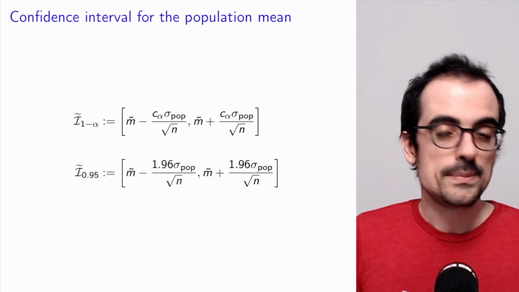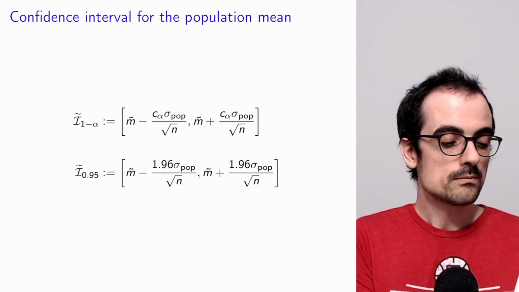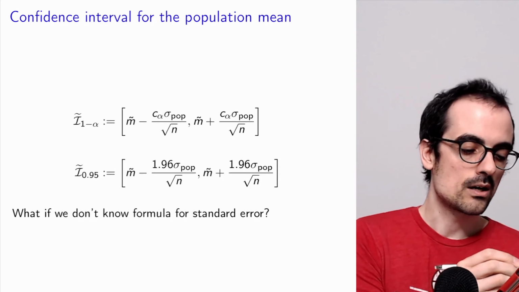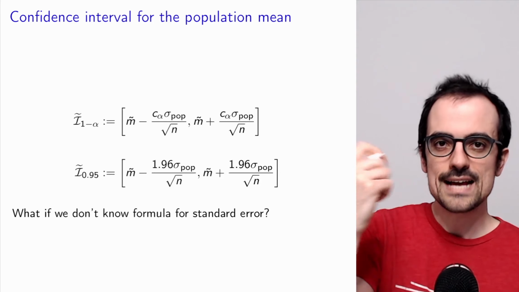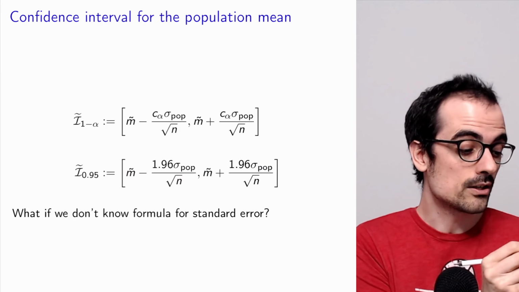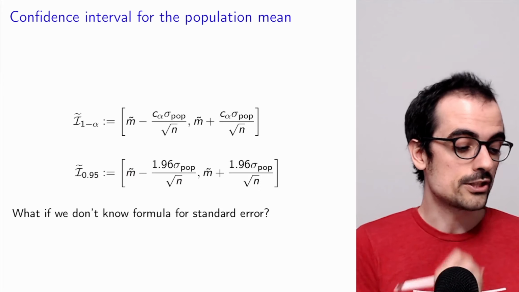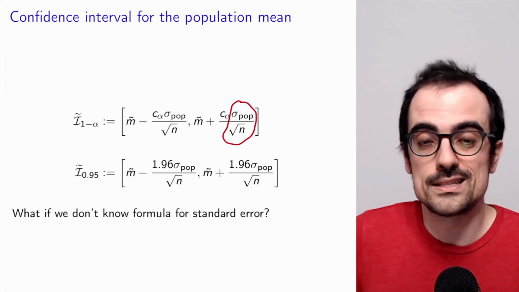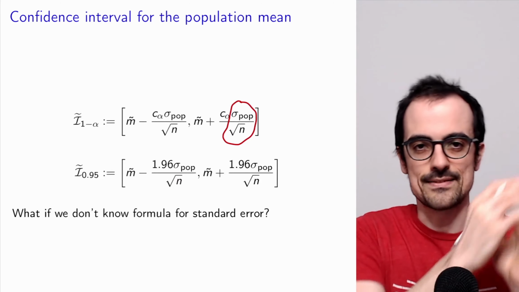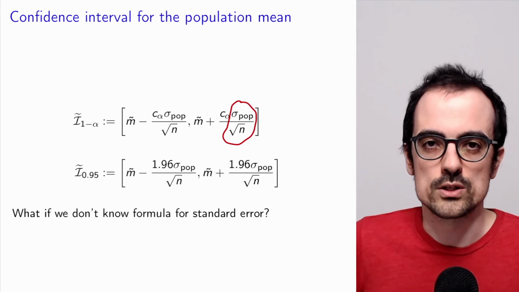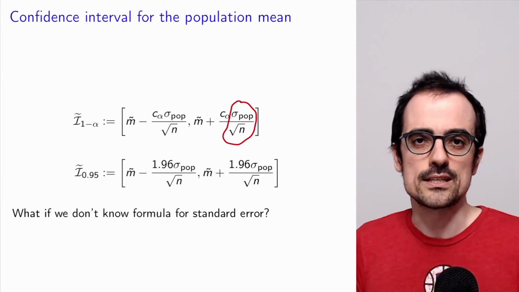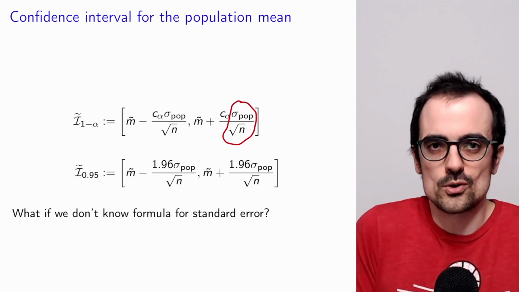All right, so we have built these confidence intervals for the population mean, but what if we don't know this formula? Because realize that here we're relying on two things. We're relying on the sample mean having a Gaussian distribution, and we're relying on the fact that we know the standard deviation of that Gaussian distribution, because essentially by the fact that we have a sample mean and the standard error decreases with 1 over square root of n times the population standard deviation, we know how to compute this standard error.